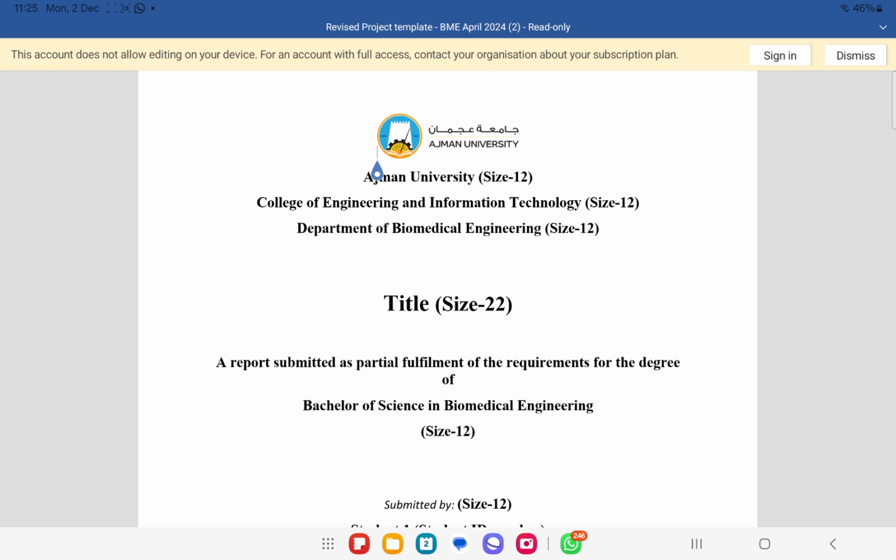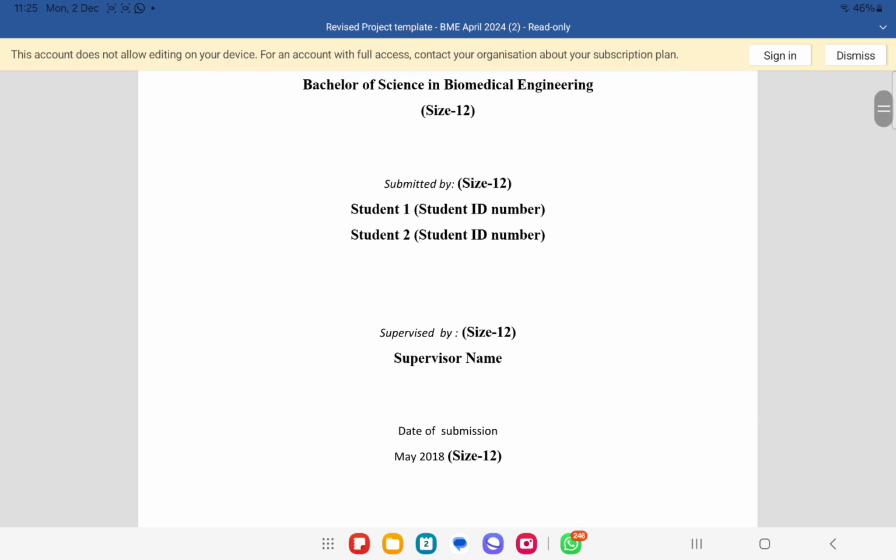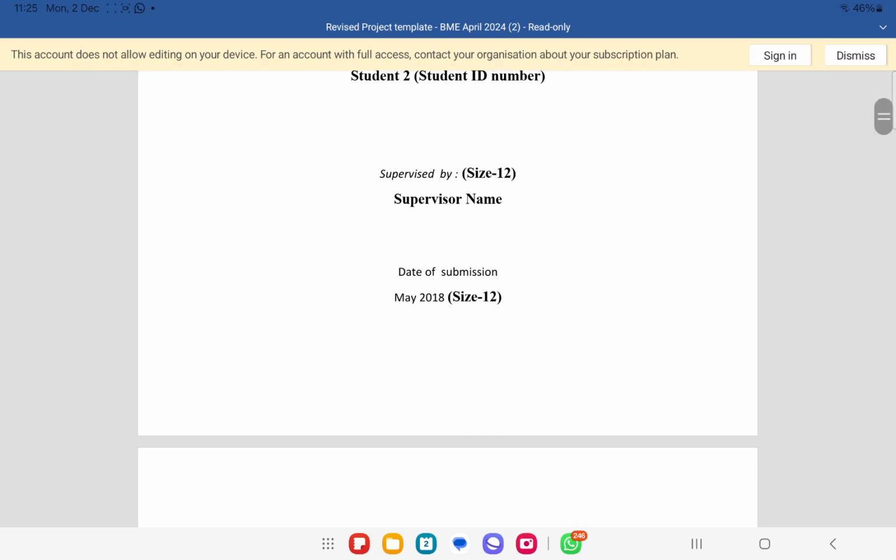For example, the title size is already mentioned, so when you replace the title with your project title, automatically the size will be adjusted. And you can also fill in the information like the student one. Instead of student one, you can give the ID number and the name, and the other details as well.